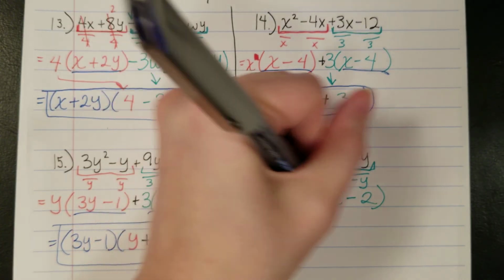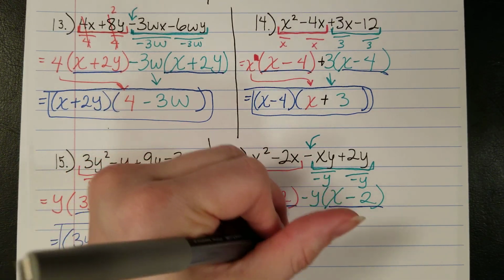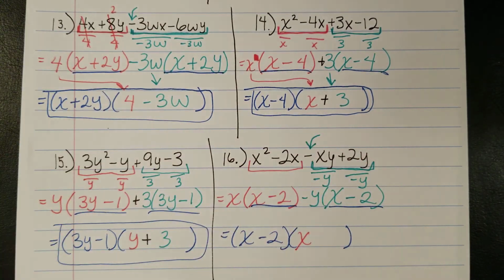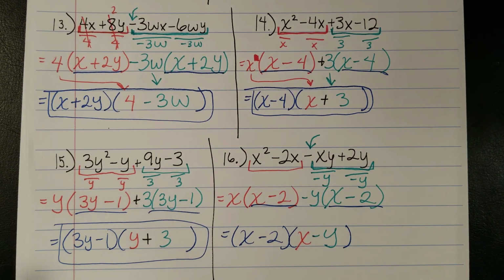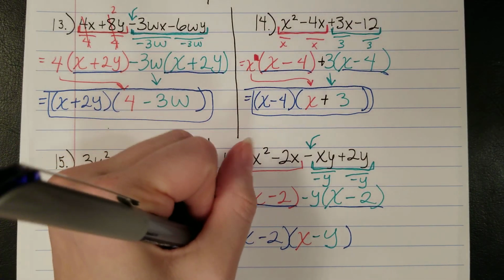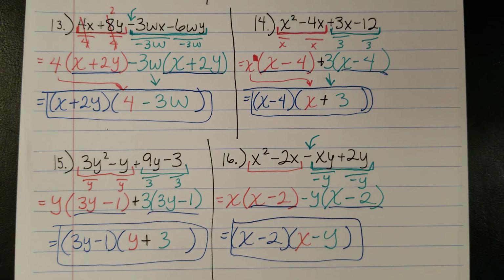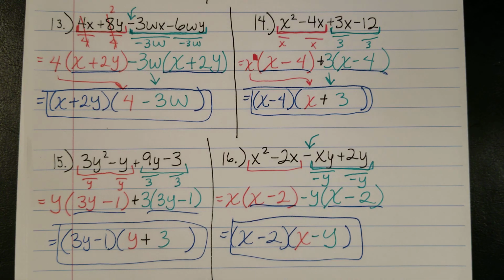Okay, then x minus 2 is now the GCF. And when we factor that out, we're left with x minus y. All right, and you can always FOIL any of these, and it should look like what you started with if it's the correct answer. All right, and that's the end of 14.1.